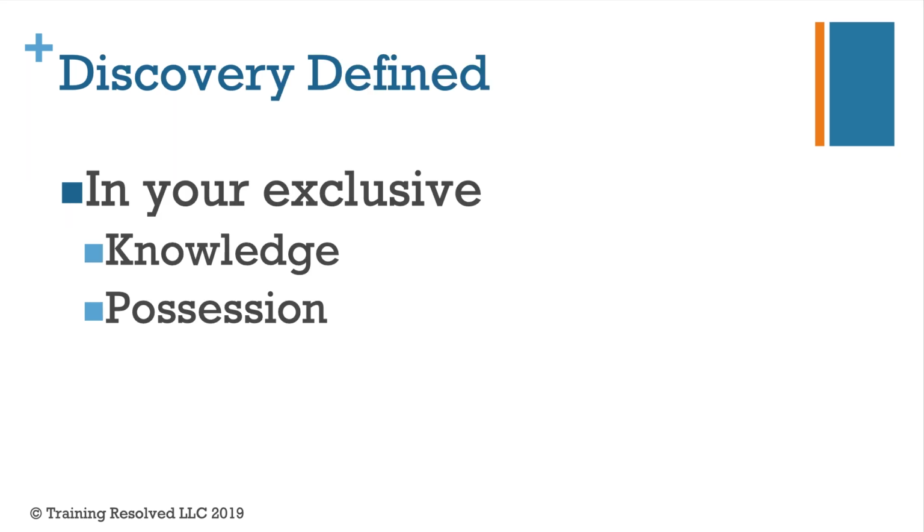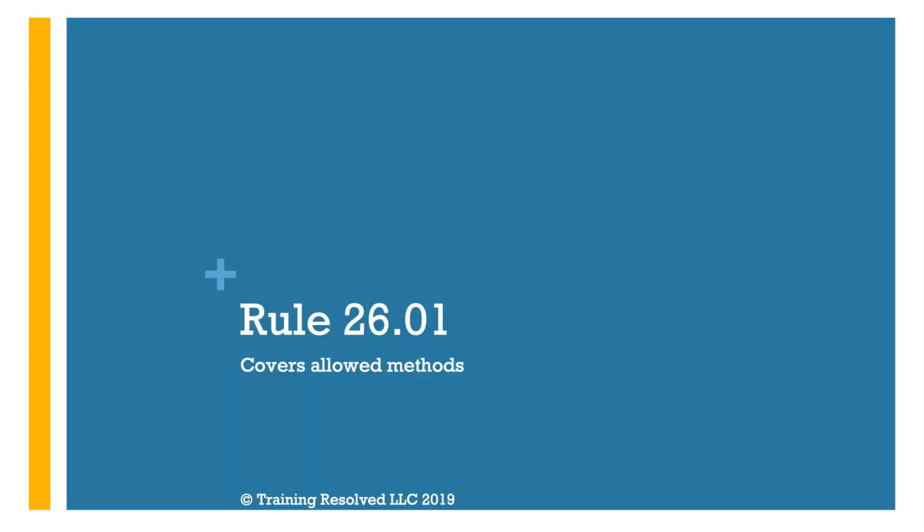The other thing you need to know about discovery is that you are required to disclose things that are exclusively in your knowledge or exclusively in your possession. If someone has moved out of the house and they don't have access to the tax documents, the other spouse has to give them those. So that's a really great example of something that could be in one spouse's possession and not the other spouse's.